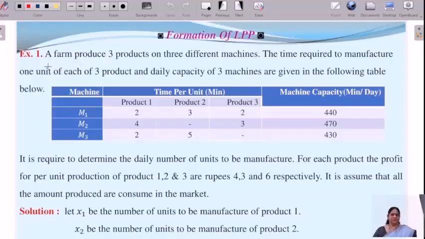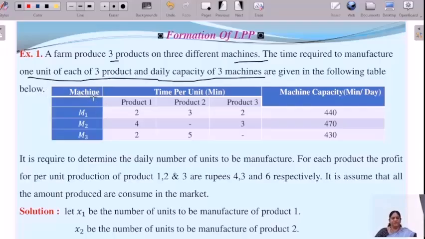First example, number 1. A firm produces 3 products on 3 different machines. We have given that it produces the 3 products on 3 different machines, and the time required to manufacture 1 unit of each of the 3 products, and the daily capacity of these 3 machines, are given in the following table. See, the 3 machines M1, M2 and M3, and products 1, 2 and 3.